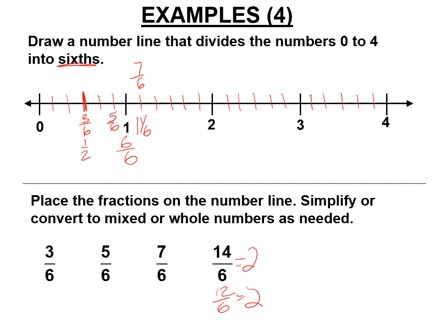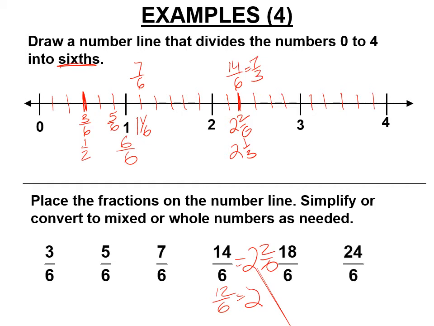So this is 2 2/6, goes right there, which is also 2 1/3. That's where 14/6 would go, which is also 7/3. Right, all of those go in the same location. 18/6, that's 3, so that should go right there. And 24/6, that's just 4. That goes there. Okay, so that's what a number line with 6 looks like.